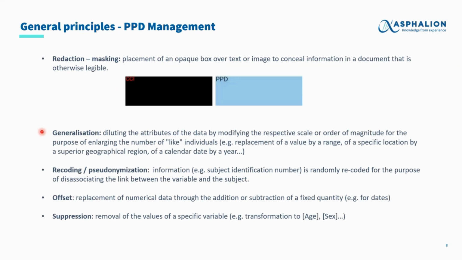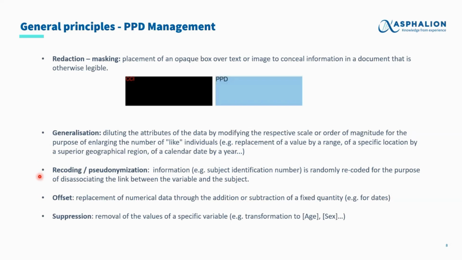Another option would be generalization, which is to dilute this data by modifying it to a specific scale or order of magnitude. So for example, instead of mentioning a specific age for an individual, change this to a range or to a mean age number in a specific age range.